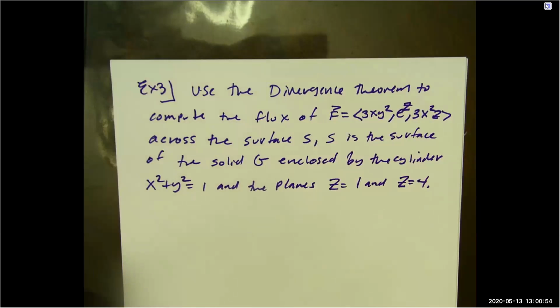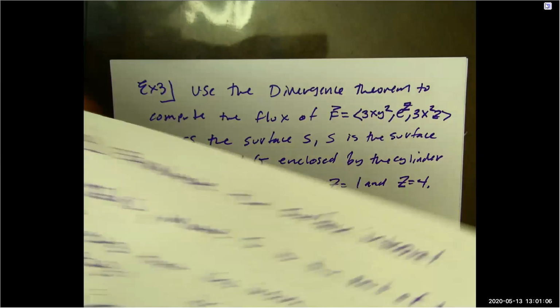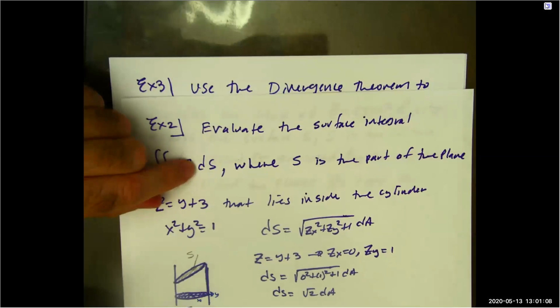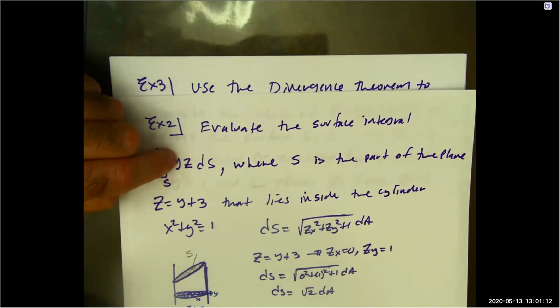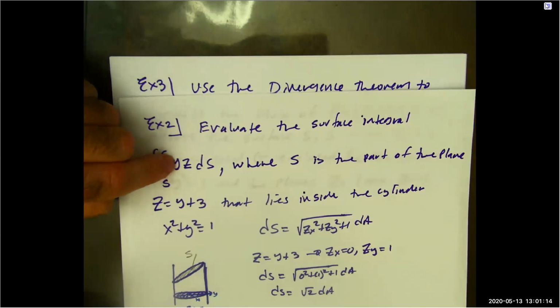So there's times when you can use the divergence theorem and there's times when you can't use the divergence theorem. So the divergence theorem can't be used on a basic surface integral. So like the one that we just did, this is a surface integral, but it's not a vector surface integral. It's not a flux integral. And so we wouldn't use the divergence theorem on this one.